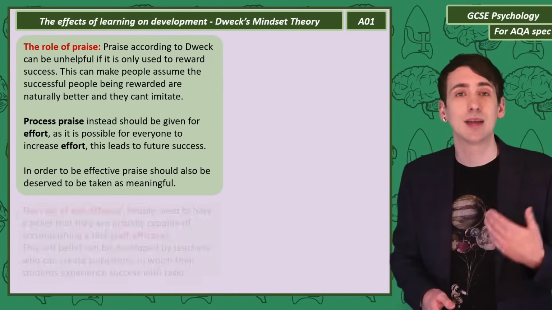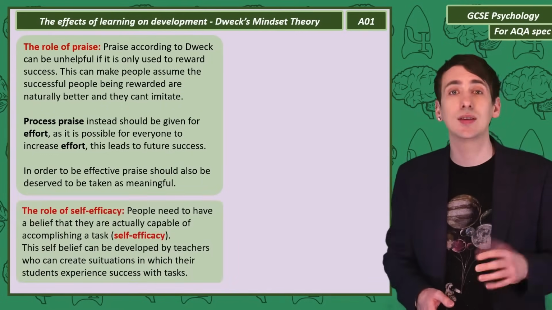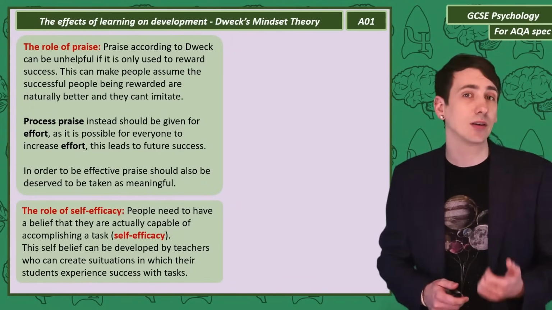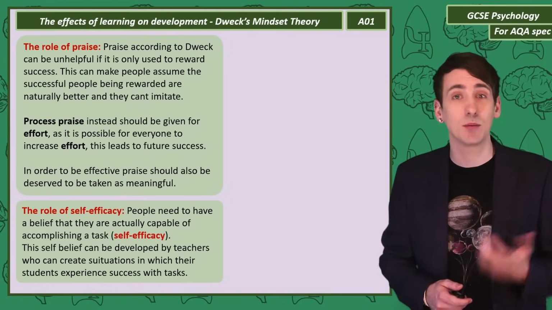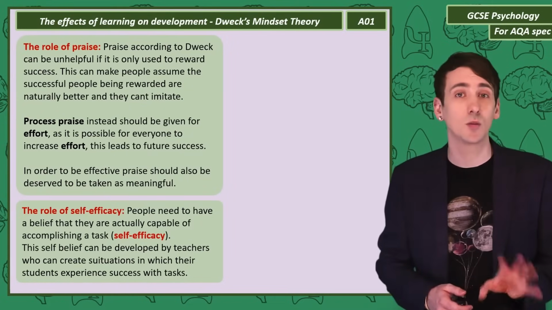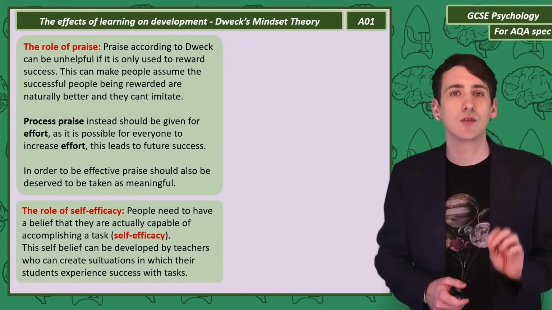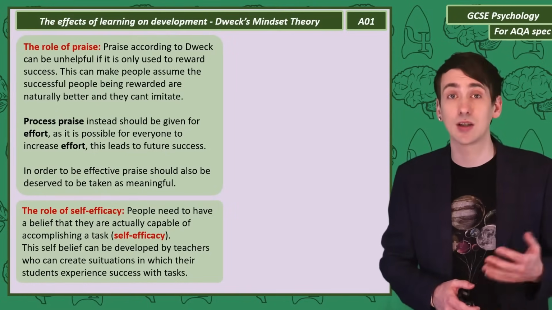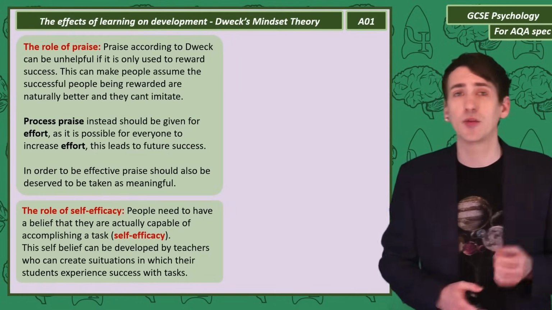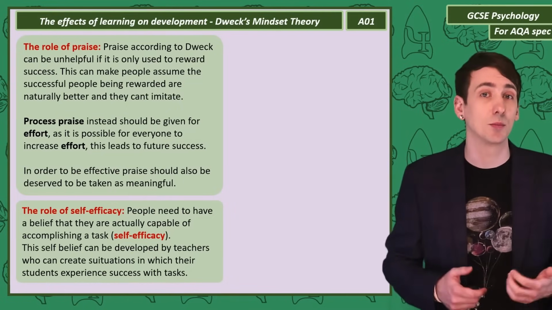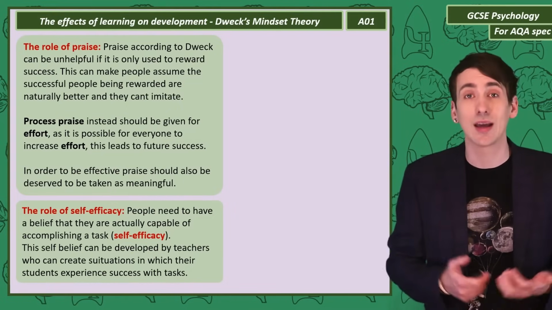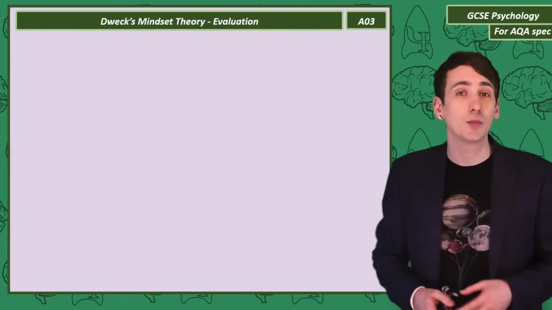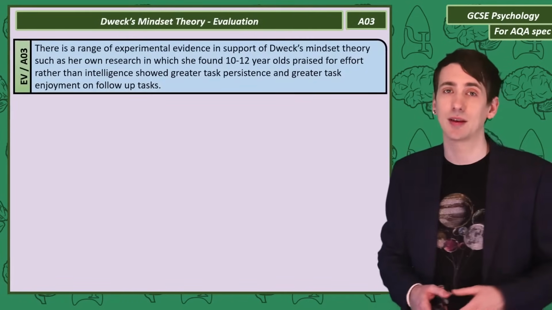The term self-efficacy means a person's self-belief that they can actually succeed at a task. Self-efficacy of the students can be developed by teachers by creating classroom experiences in which students achieve success with their tasks. So you design tasks that are challenging, but possible for that particular student or group of students to complete. That way, they get used to succeeding and expecting to succeed. There is experimental evidence that supports Dweck's mindset theory.